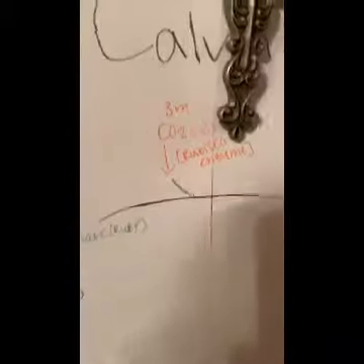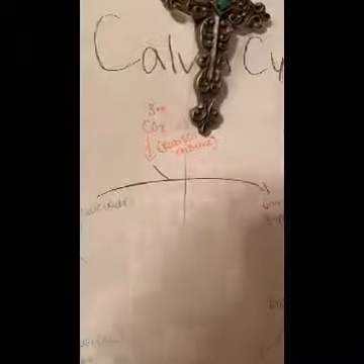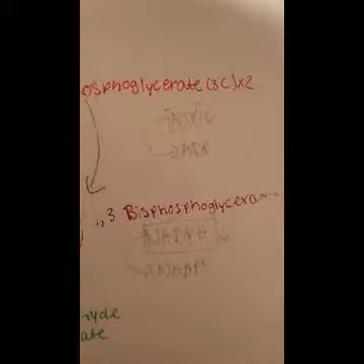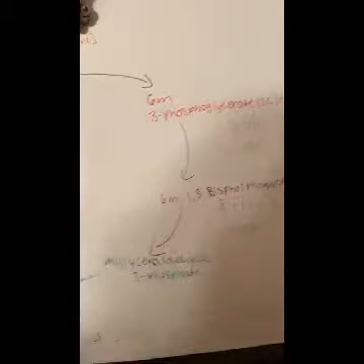So here you have the Calvin cycle, which takes place in the stroma. And you start off here with the CO2, Rubisco enzyme, and then you're going to go to the 3-phosphoglycerate, and then you have the ATP-ADP reaction there. And then you have the bisphosphoglycerate, and you have the NADPH, NADP+ reaction there.